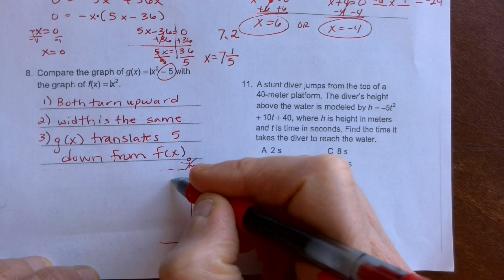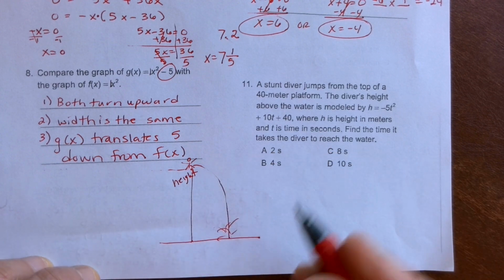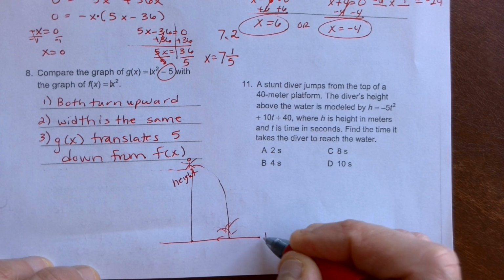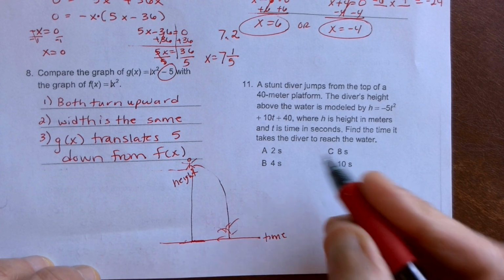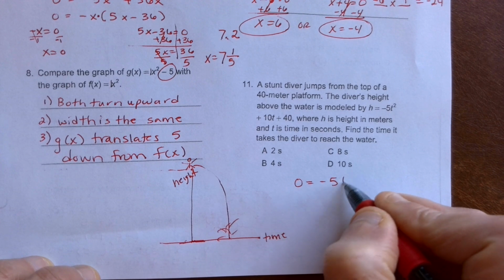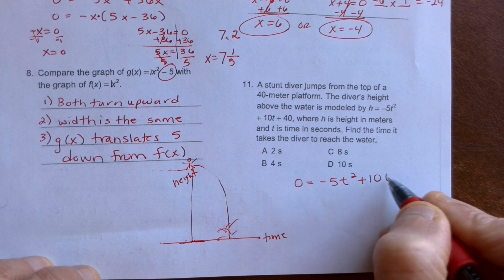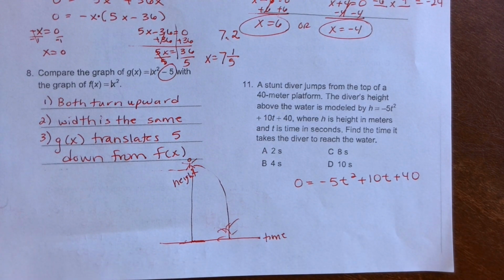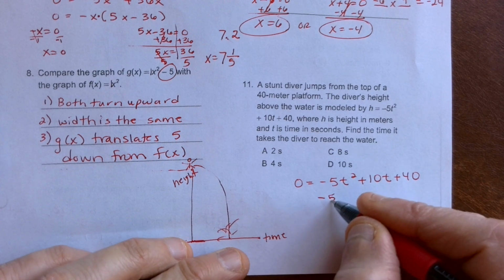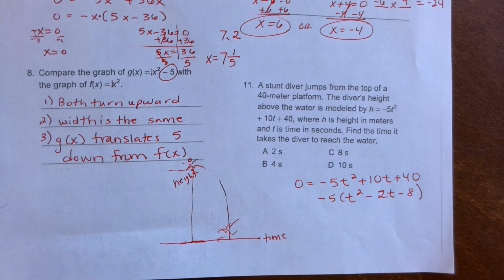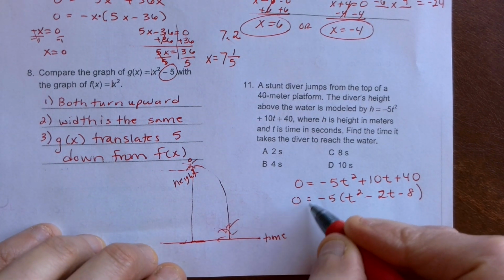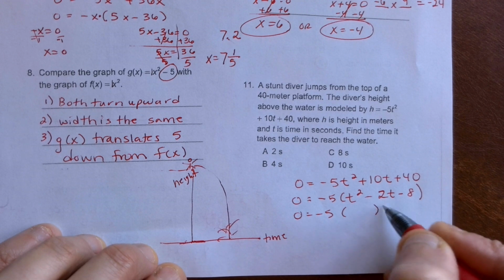His height, remember this is my height over here. This is my time. The height is going to be 0. So again, look what we've got. We can now factor again. But you should always look for your GCF first. And I see that there is a -5 there. Once I've got that -5 out, I can break it down again.